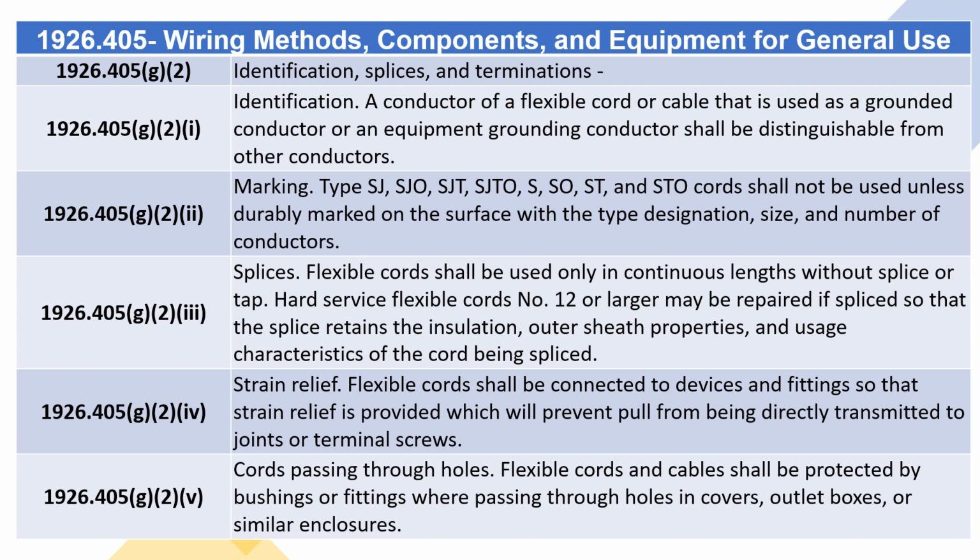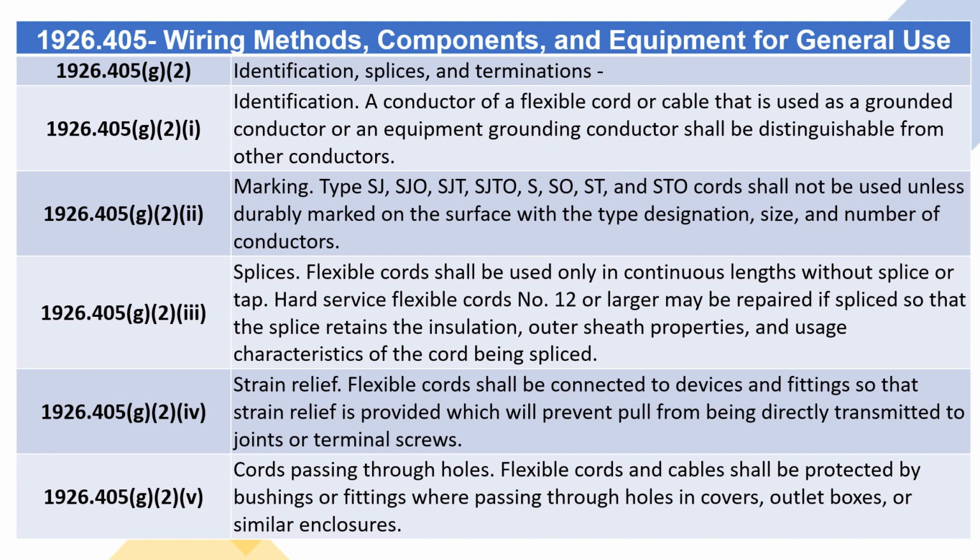1926.405 G2(iii). Splices. Flexible cords shall be used only in continuous lengths without splice or tap. Hard service flexible cords number 12 or larger may be repaired if spliced so that the splice retains the insulation, outer sheath properties, and usage characteristics of the cord being spliced.